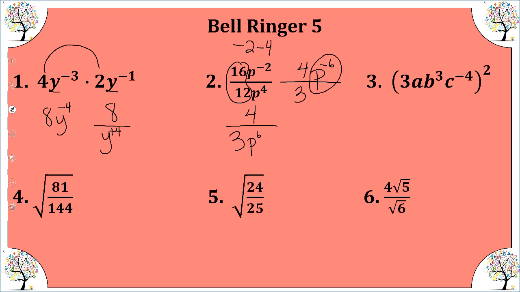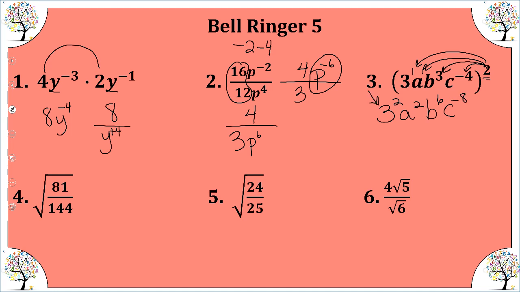Number 3, remember a power to a power. We are going to multiply our outside power to every exponent inside. Remember, every factor has an exponent. So go ahead and write in those understood ones. And we're going to multiply this 2 times each exponent inside. So we have 3 squared times a squared times b to the 6th times c to the negative 8.